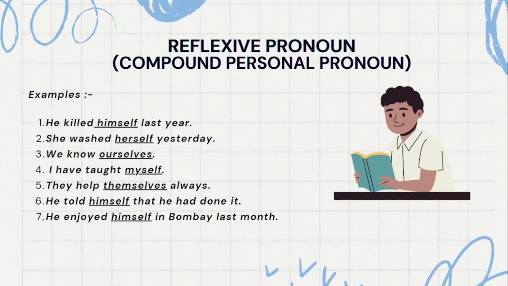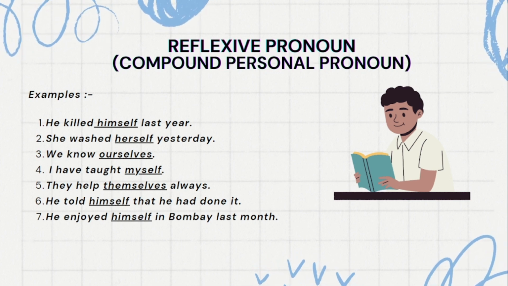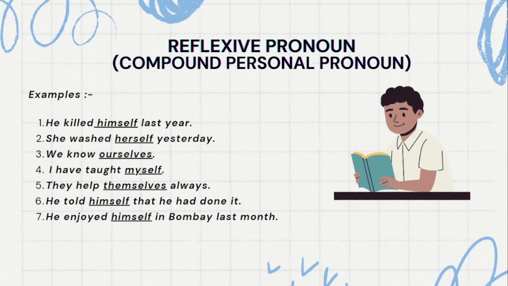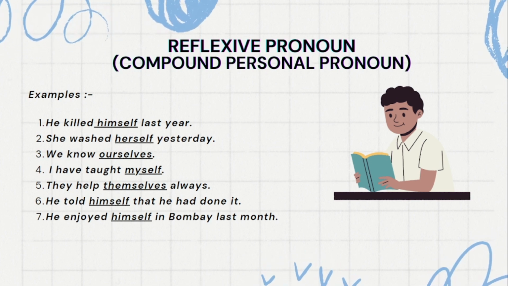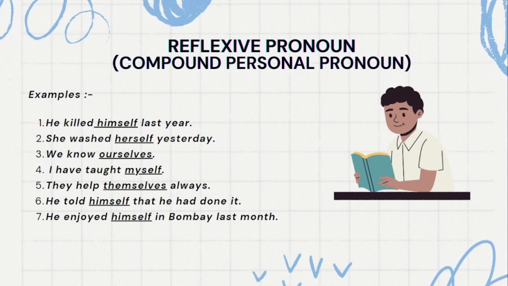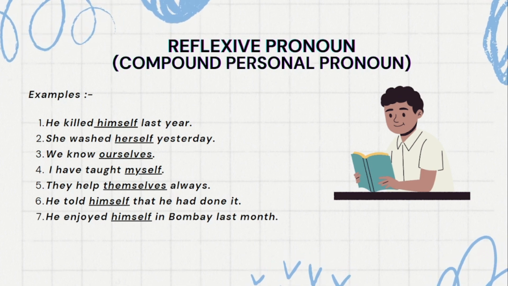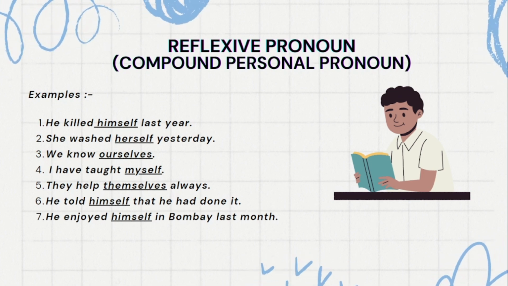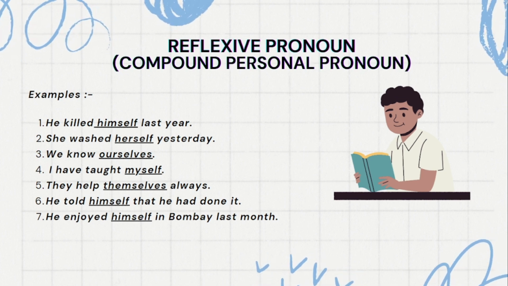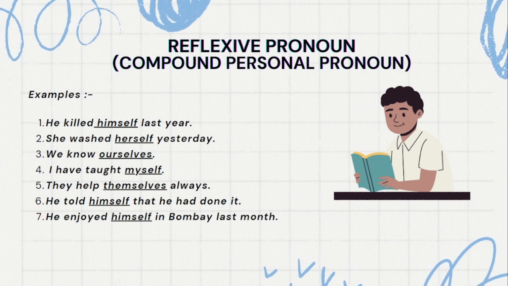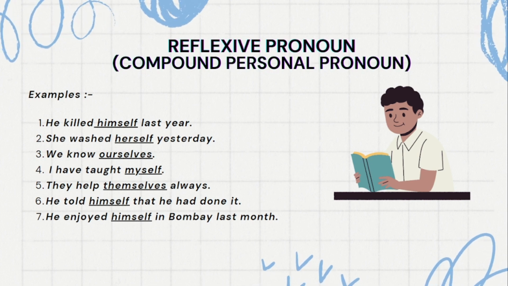See it, the reflexive pronoun himself is written after the main verb killed. In the second example, herself is a reflexive pronoun. It is written after the main verb washed. In the third example, ourselves is a reflexive pronoun. It is written after the main verb know.